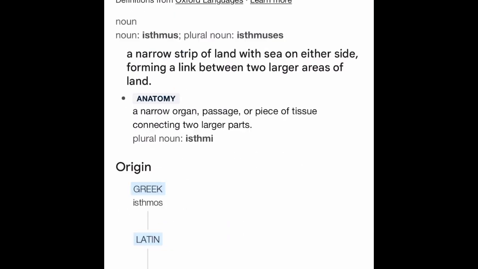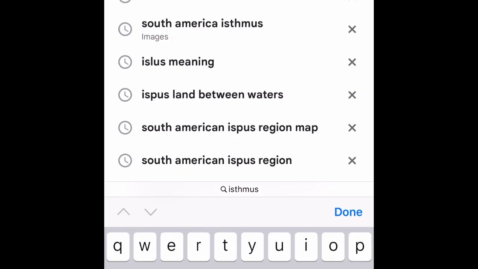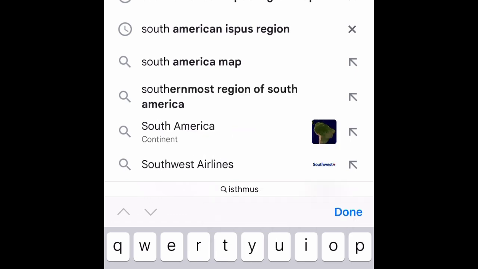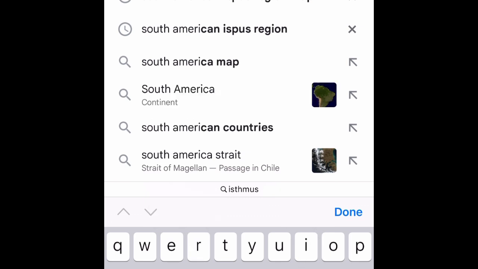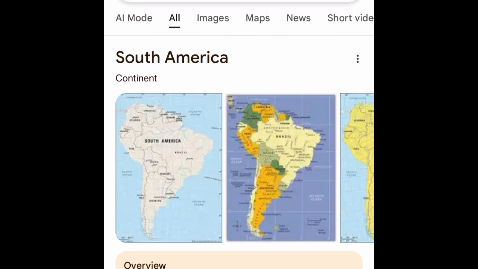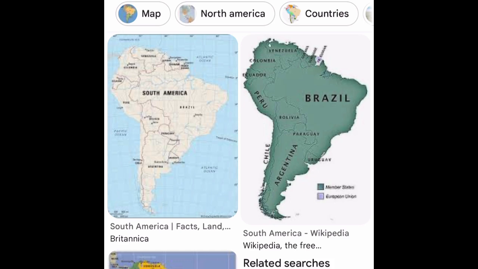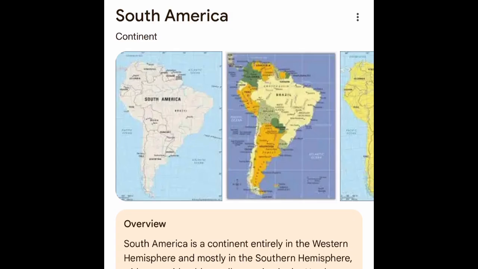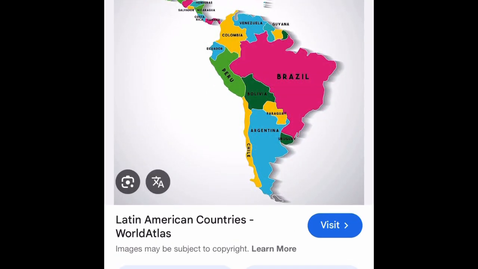Okay, so let's get a picture of South America. No, let me see. No. Let's get a picture of the isthmus. Goodness sake. Anyway, this will work.